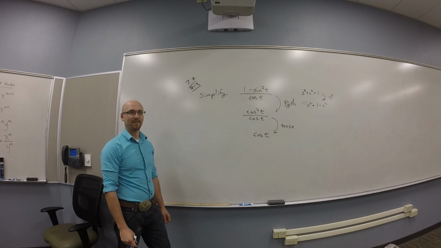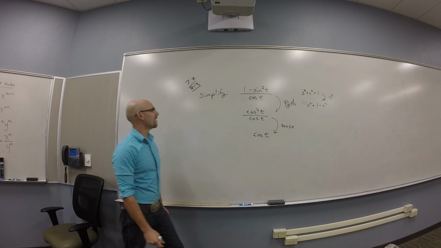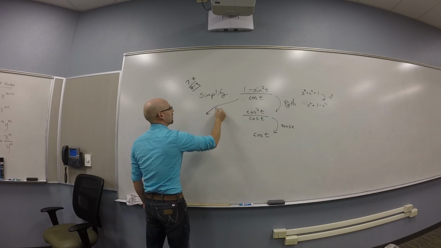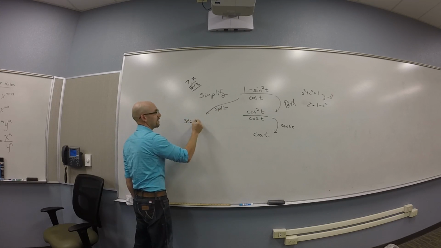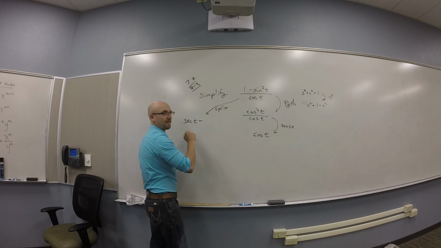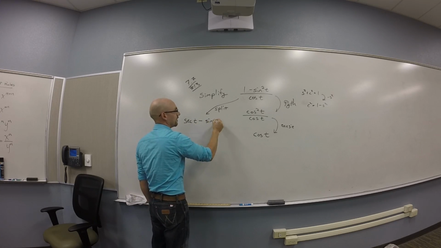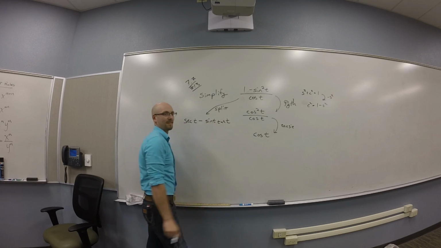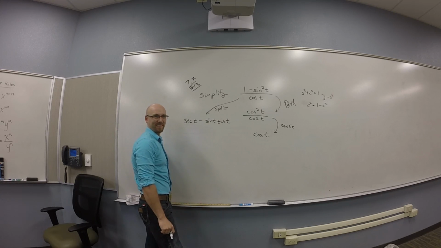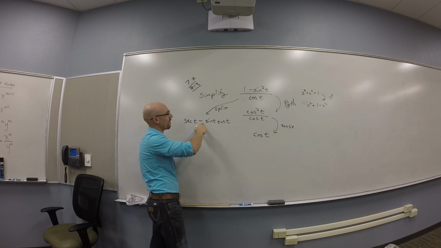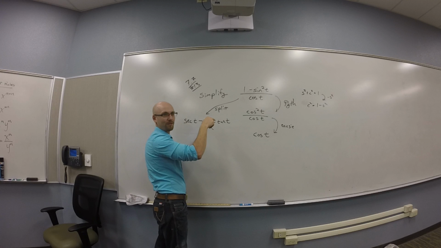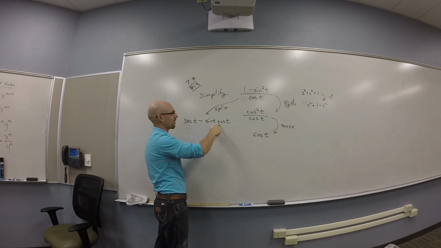Cool, right? What if you didn't realize that? If you didn't notice that, you might split things into secant t minus sine t tangent t or something. You guys see where that came from? I did 1 over cosine, secant, and then I had a sine squared over a cosine. The sine over a cosine is a tangent, and then there's a leftover sine.